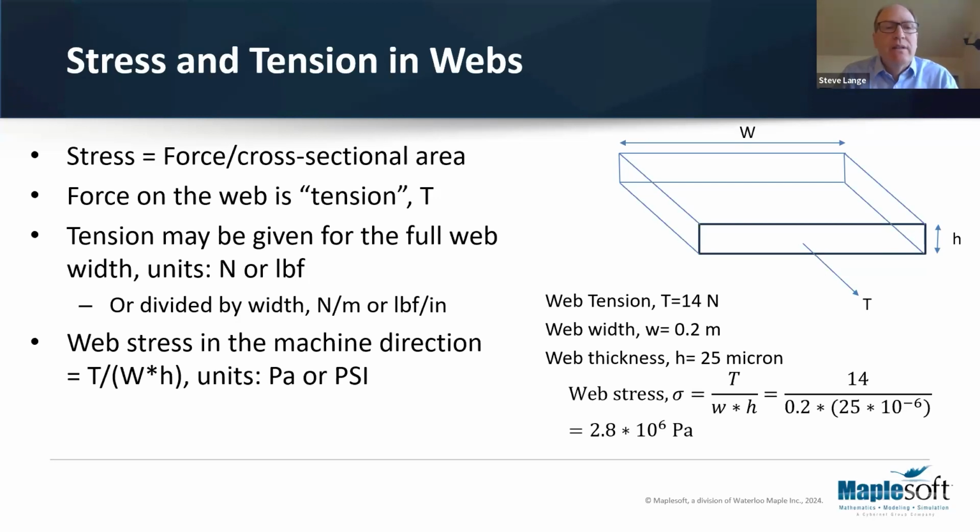So it has units of force, newtons in SI or pound force. And then sometimes you'll see the tension divided by the width of the web, the relaxed width, so that you see units of force per width. If you divide by the width and the thickness, you end up with units of stress, which is pascals in SI or PSI. You see an example there on the screen, of one case where there are 14 newtons of tension on a 200 millimeter wide web with a 25 micron thickness. You see the number of pascals involved in that.